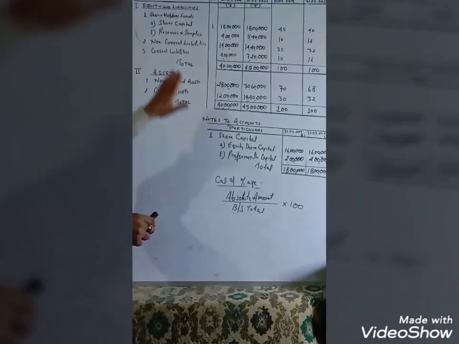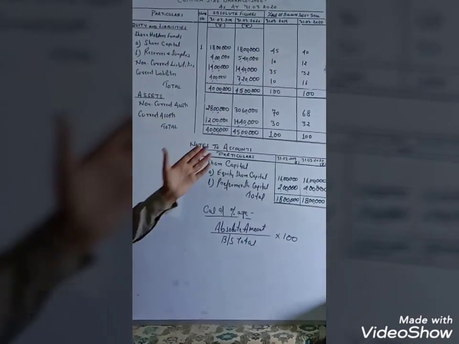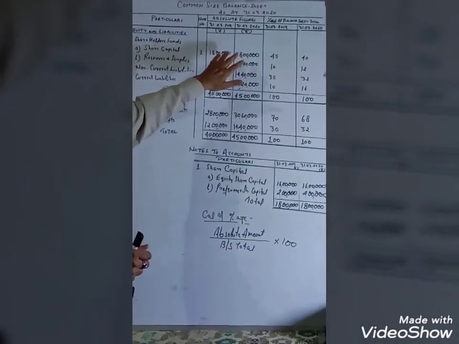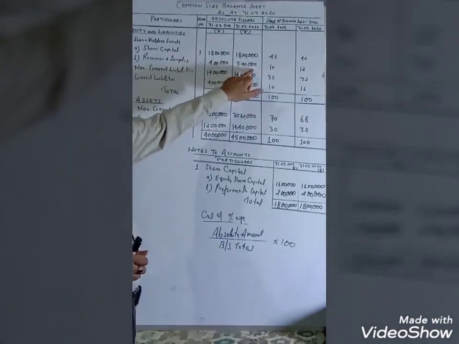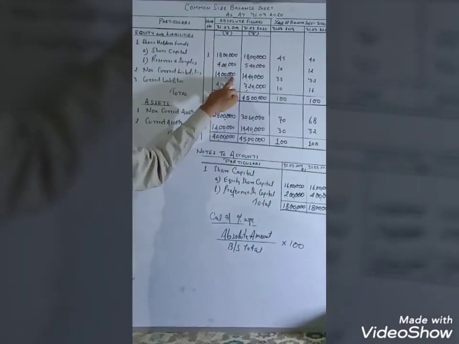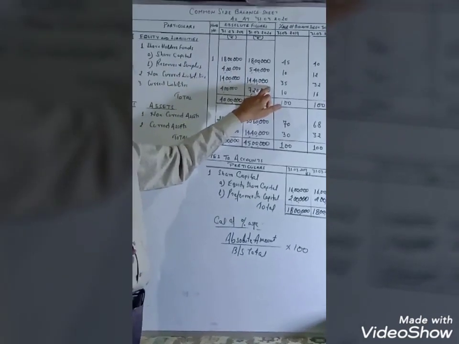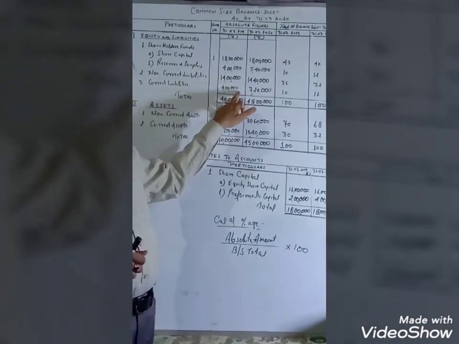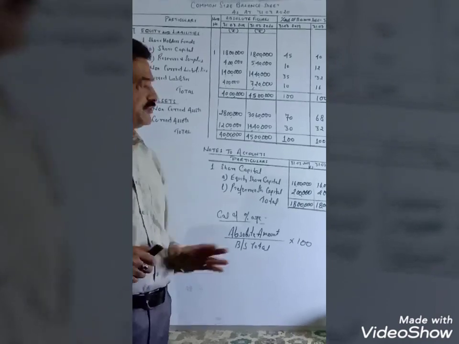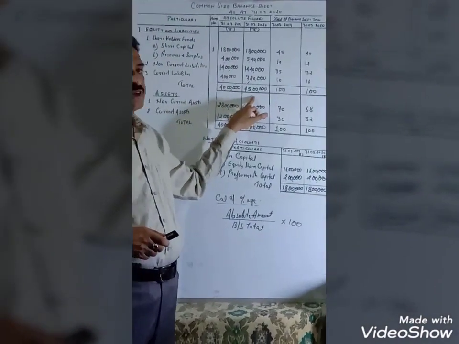Second subhead is reserves and surplus. The reserves and surplus are given 4 lakh and 5 lakh 40,000 for the two years. Second major head is non-current liabilities. Under it, for 2019 it is rupees 14 lakh and for 2020 it is 14 lakh 40,000. And third major head is current liabilities. It is rupees 4 lakh and 7 lakh 20,000 respectively. Now we have to make a total: 40 lakh for the year 2019 and 45 lakh for the year 2020.